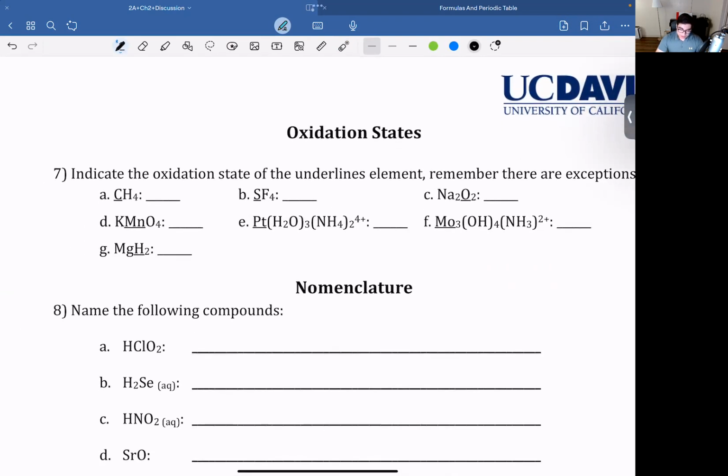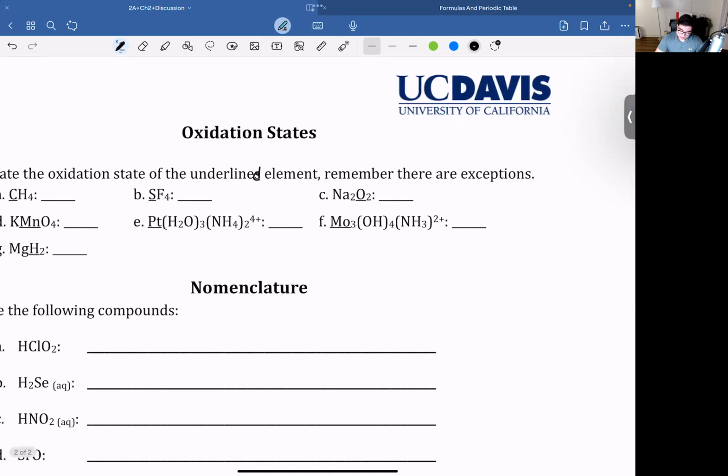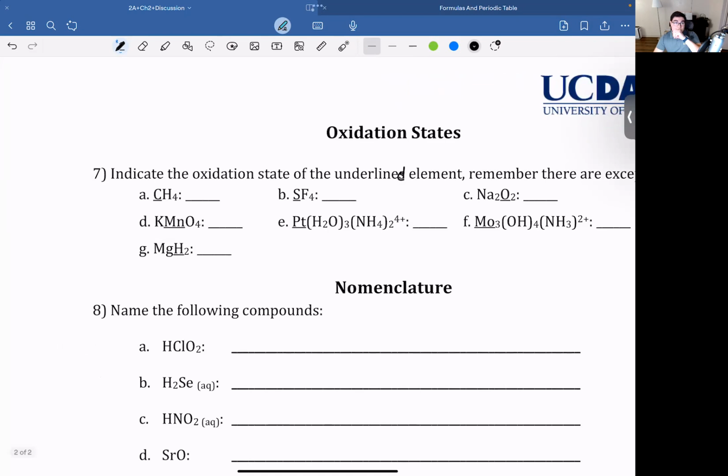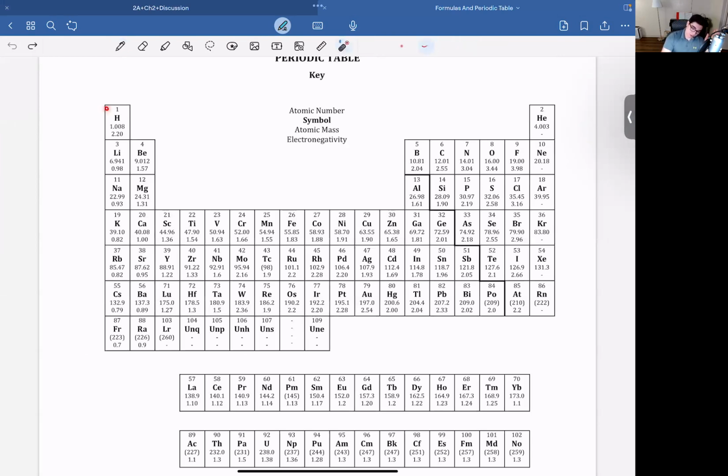Going on to the next page, it says indicate the oxidation state of the underlined element. Remember, there are exceptions. All right, so how do you do this? In general, you want to go off of elements you know the oxidation state of, ones that don't change. So in general, group 1 elements are going to be +1. Now, I should note group 1 elements that are not hydrogen. So everything here will always be a +1. So you will never see lithium as a +2 or a minus anything. Lithium is always a +1. Sodium is always a +1. Potassium is always a +1. Rubidium is always a +1. Cesium is always a +1, right? And so on and so forth.